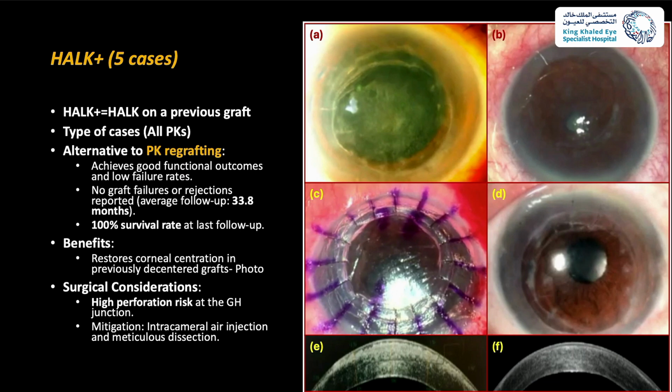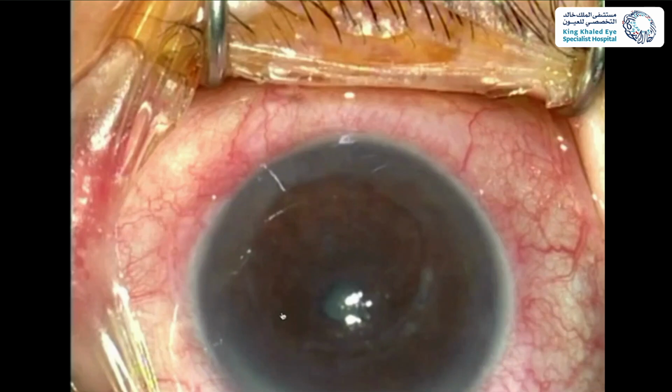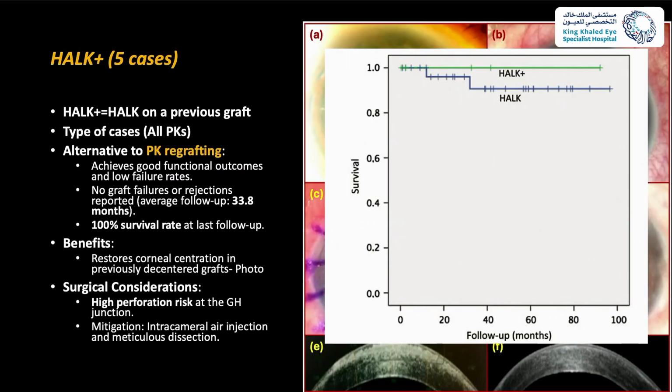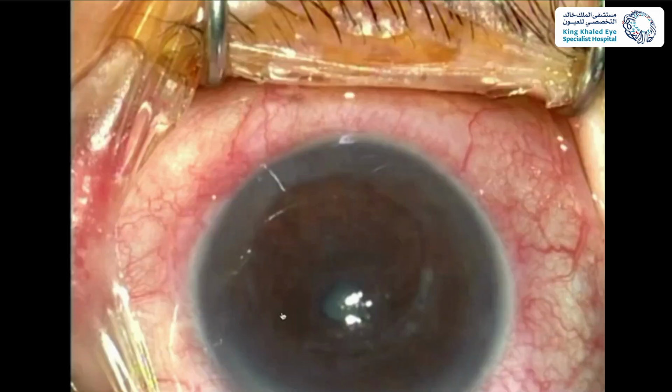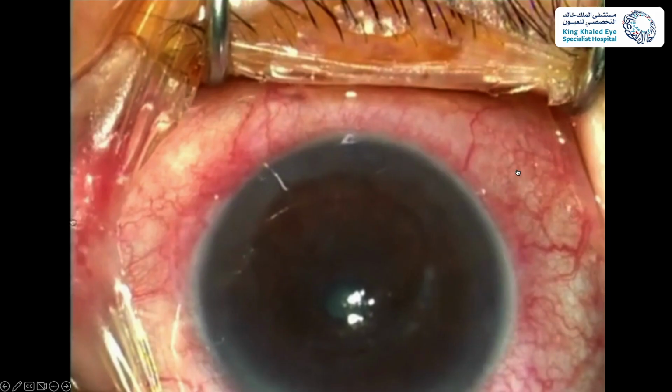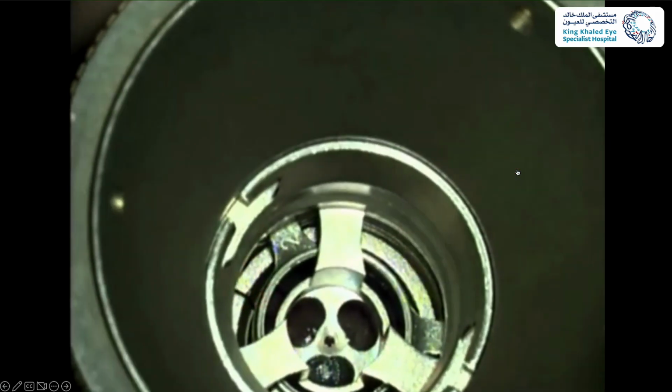HALK Plus can be applied to a PK graft, and the authors reported 5 cases where they did HALK over a PK, and the survival rate over 5 years for the 5 PK cases was almost 100%, and there is no way you're getting 100% survival rate with 2 PKs in normal cases. So this is a video of the graft. I'll pass it for the sake of time.